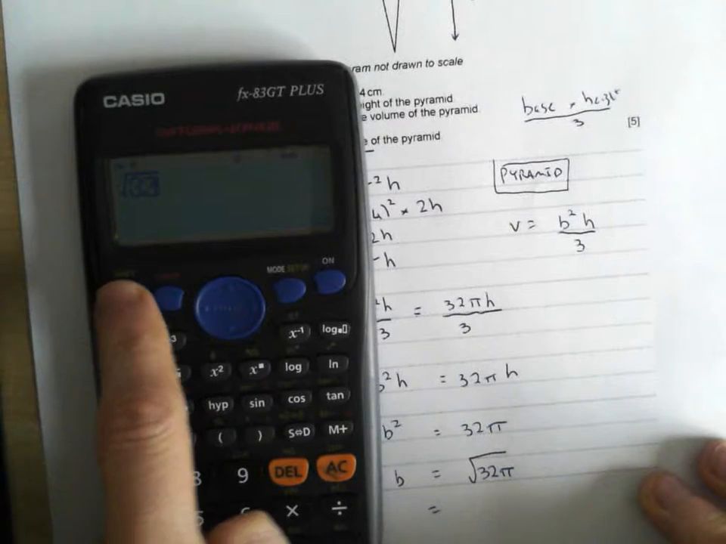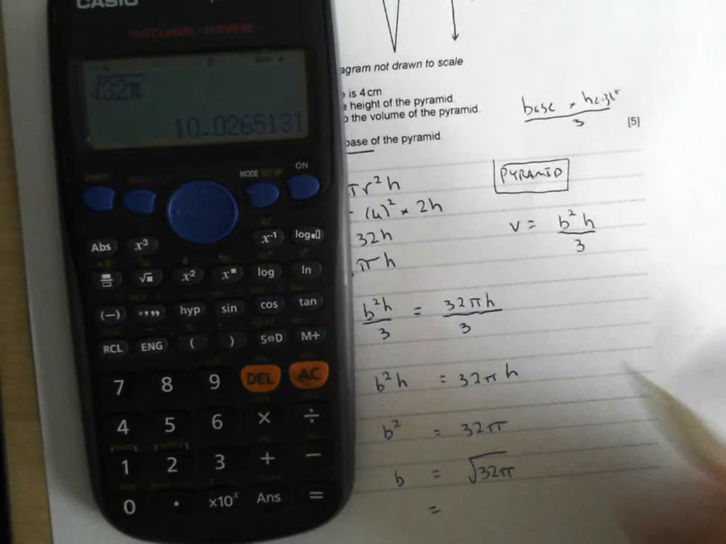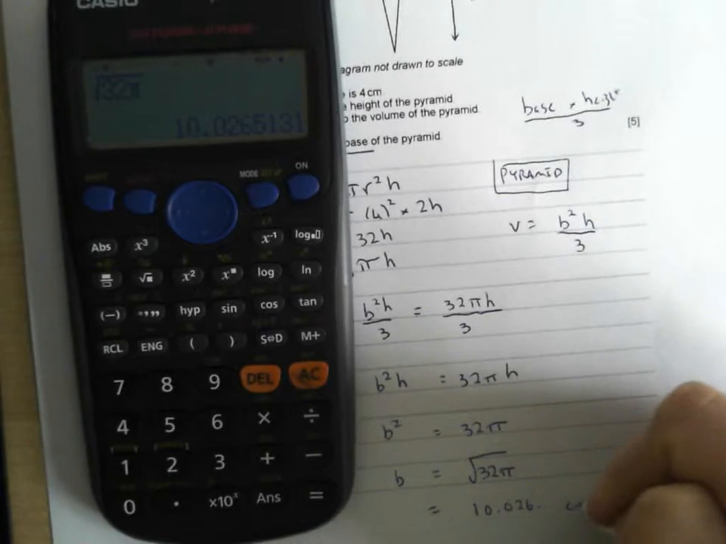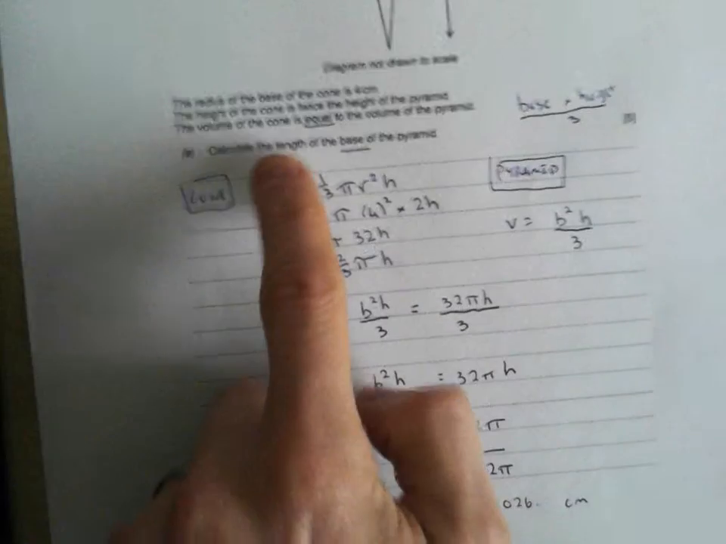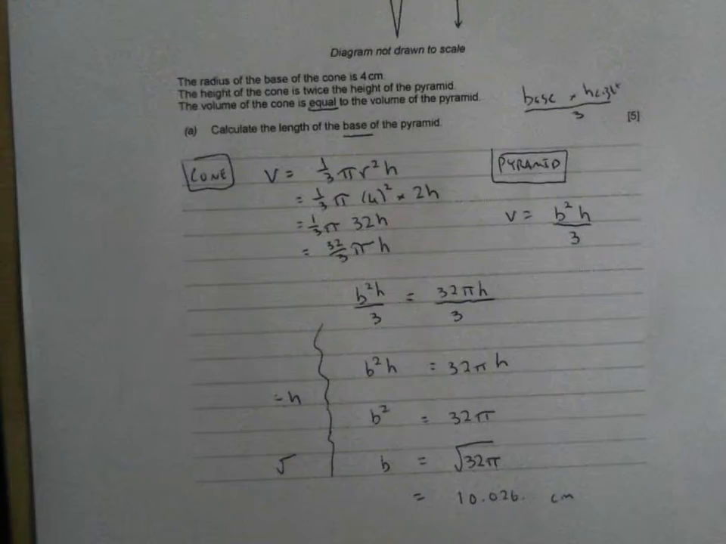Let's get my pi up, shift, and then it's my pi button just down there. And that's going to come to 10.026... centimetres. And that's asked me to work out the length of the base of the pyramid, so that looks good to me. I reckon I've done that. But the fun doesn't stop there, unfortunately, with this question.